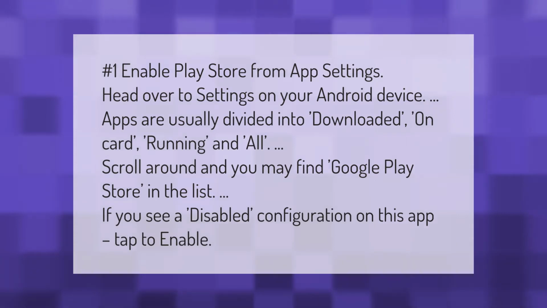Number 1. Enable Play Store from App Settings. Head over to Settings on your Android device. Apps are usually divided into Downloaded, On Card, Running, and All. Scroll around and you may find Google Play Store in the list. If you see a disabled configuration on this app, tap to enable.